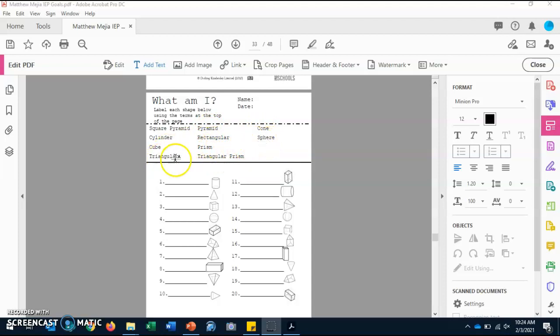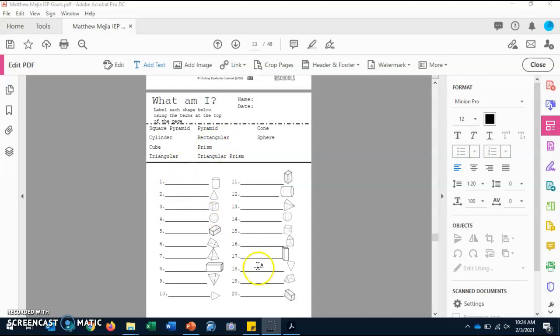And I think the triangular pyramid, these two go together. I don't think it's a triangular and they're a pyramid. I think it just went to the top. So here you have your square pyramid. You also have your triangular pyramid and your triangular prism. And then your rectangular prism.